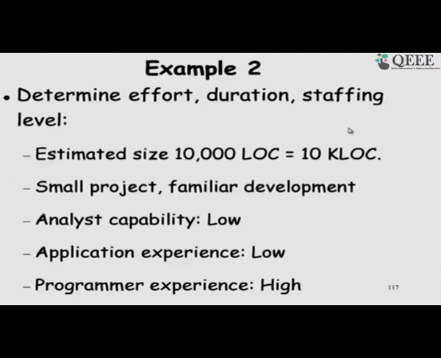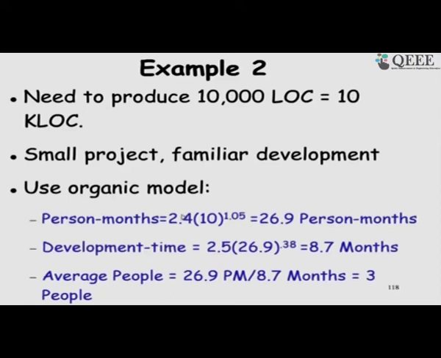So, this is another example where the estimated size is 10 kilo lines of code. It is a small project, familiar development, so organic, and these are the adjustment factors, such as analyst capability. There are 3 factors which are other than nominal: these 2 are low and programmer experience is high. So, we look up that table. First we use the basic model, it is organic, 2.4 times 10 to the power 1.05 is 26.9, and development time is 2.5 times 26.9 to the power 0.38, which is 8.7 months.